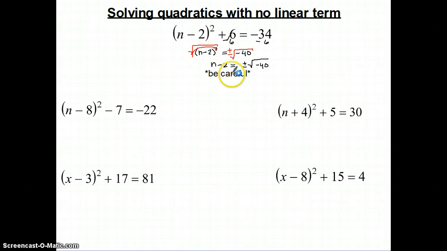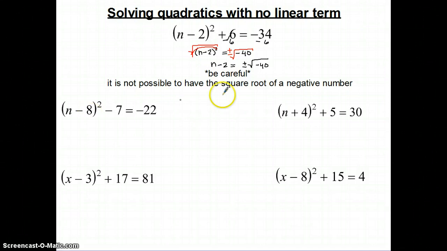But you need to be careful. It is not possible to have the square root of a negative number. There is no way that we can have two identical numbers that multiply to a negative. So this has no solution. Anytime you have the square root of a negative, there is no solution.